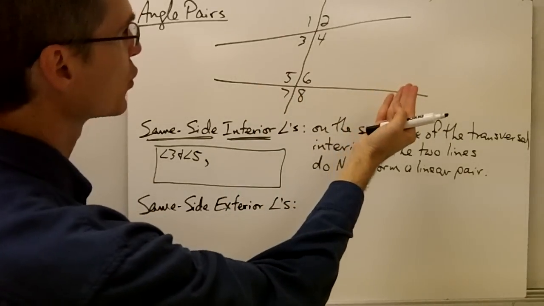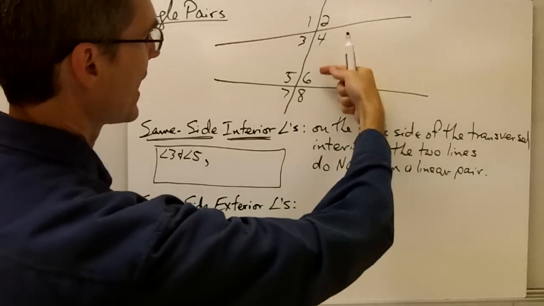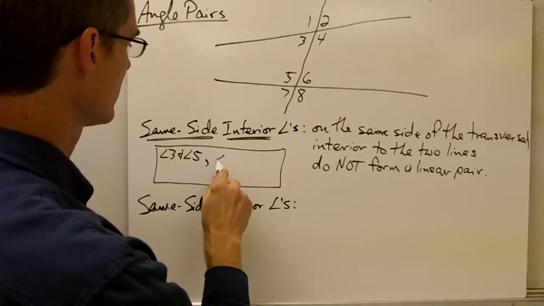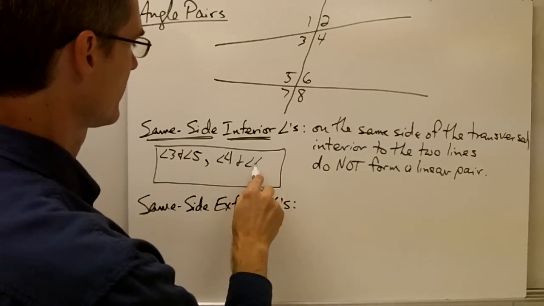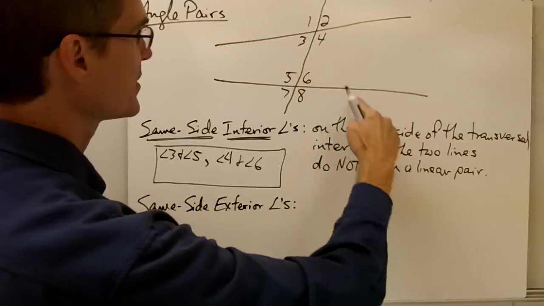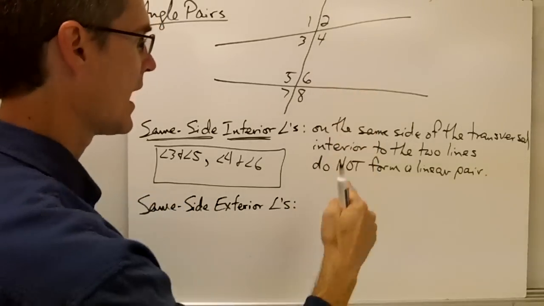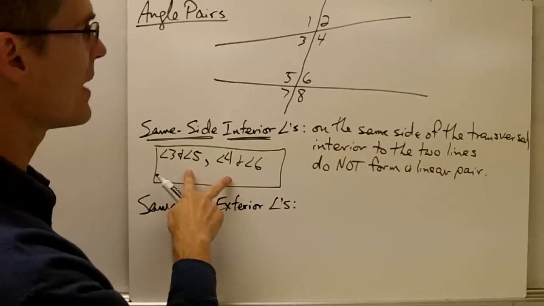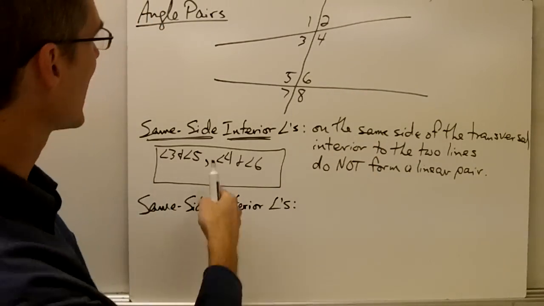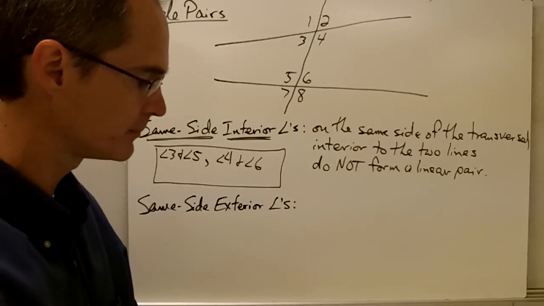If we look at the right side of the transversal, I've got angles 4 and 6. They are on the same side of the transversal, the right side. They are interior to the two lines, and they do not form a linear pair. So these are my pairs of same side interior angles for this diagram.